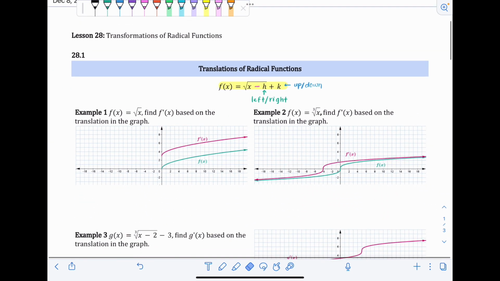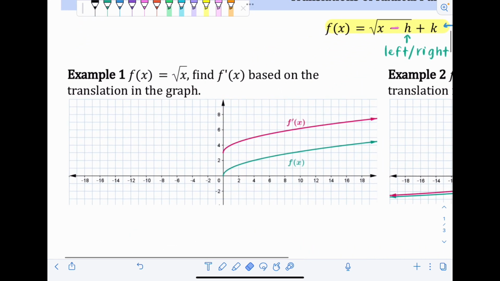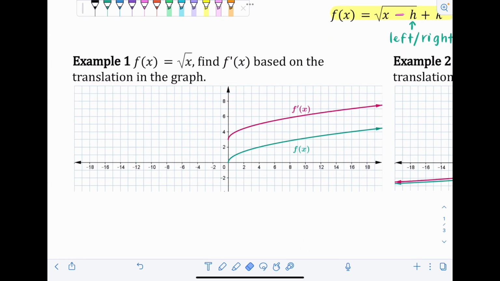Okay, so example 1, f of x is equal to the square root of x. Find f prime of x based on the translation in the graph. So f of x, the starting one, is the green one, and then f prime of x is the reddish one. You can see it's definitely moving upward. We're just dealing with translations right now, so I'm not going to worry about the points stretching or anything like that, which they aren't.